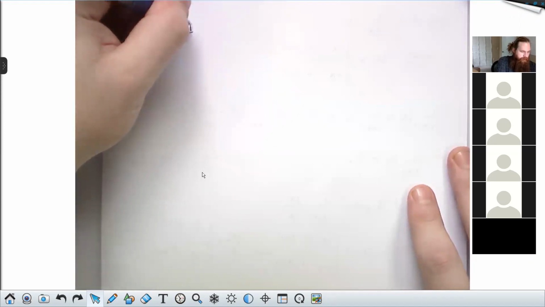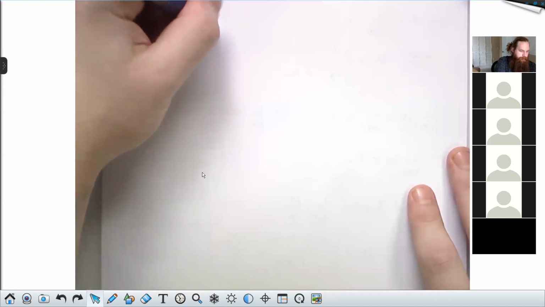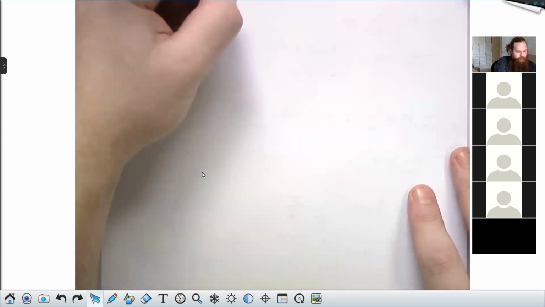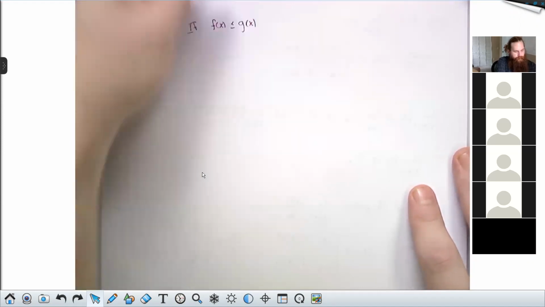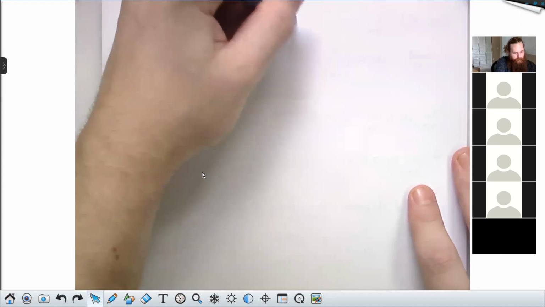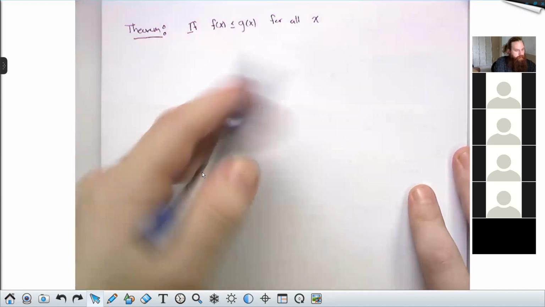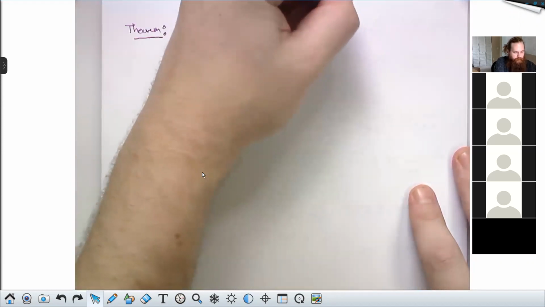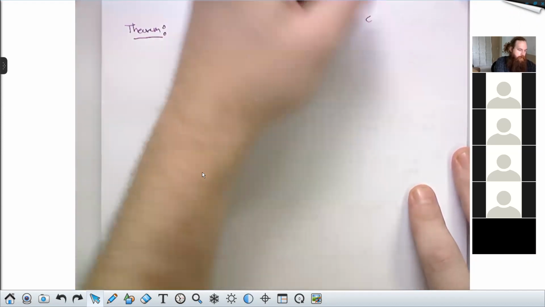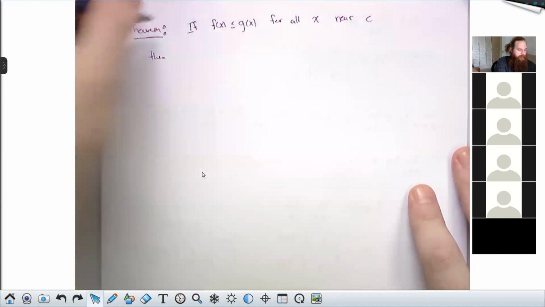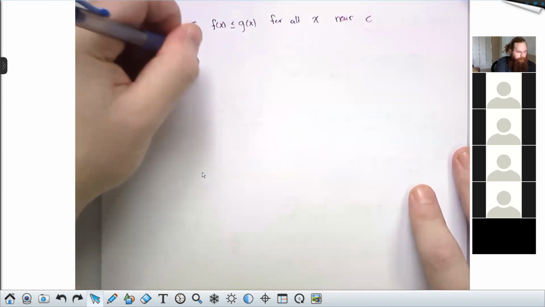So this first one just says if f of x is less than or equal to g of x for all x, or even just for all x near c, then the limits obey the same inequality.